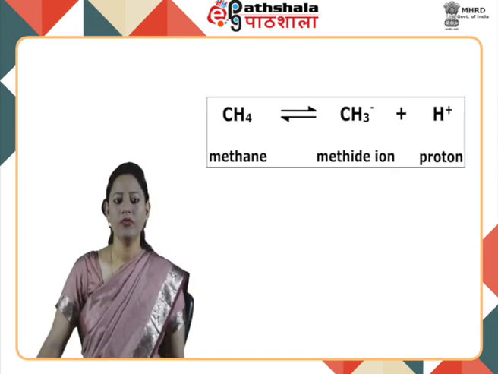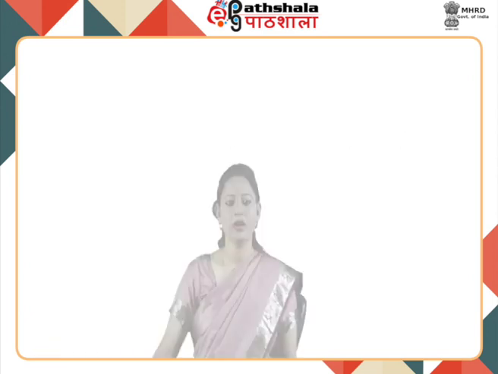The basic form of carbanion is the methide ion, CH3-. It is a carbanion of methane, CH4, which is formed by loss of a proton, hydrogen ion H+. CH4 after losing H+ forms CH3- methide ion, which is a carbanion.